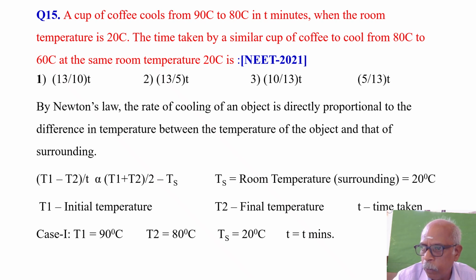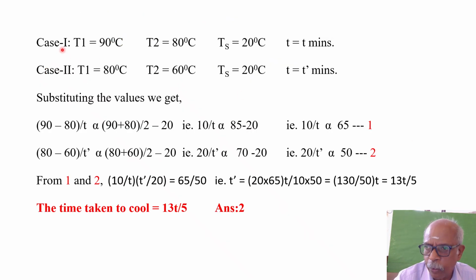What about case 2? Let's see. Of course, case 1 has been repeated here. But for case 2, T1 is equal to 80 degrees C, T2 60 degrees C, Ts the very same 20 degrees C, and t is equal to, let it be T dash. We are going to find the value of T dash here. Okay, that's all. So substituting the values we get.